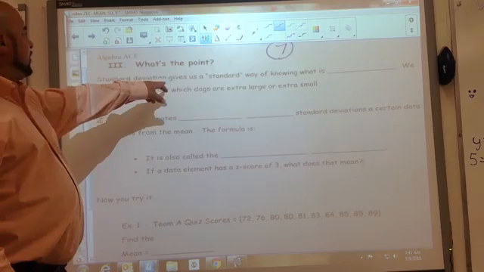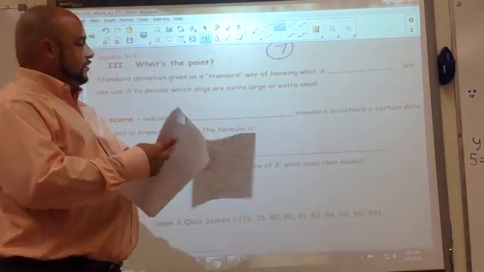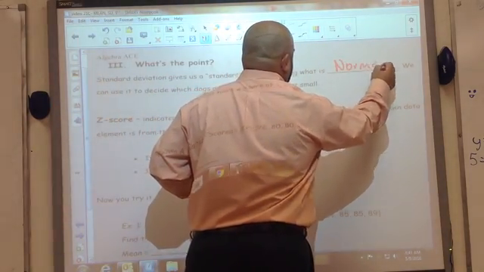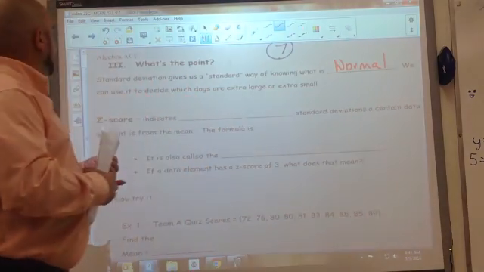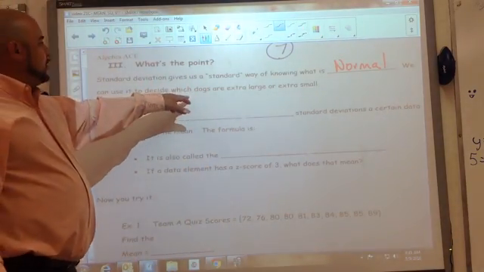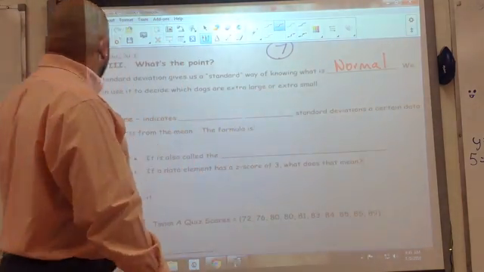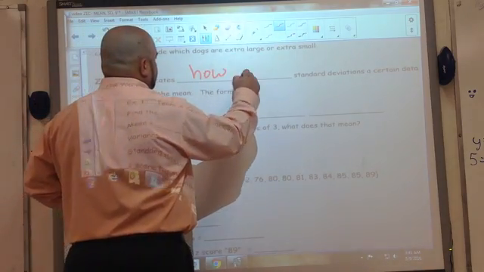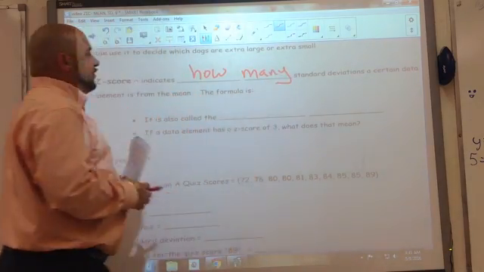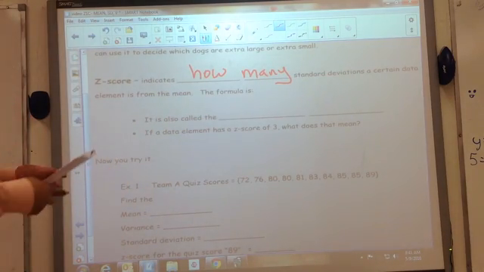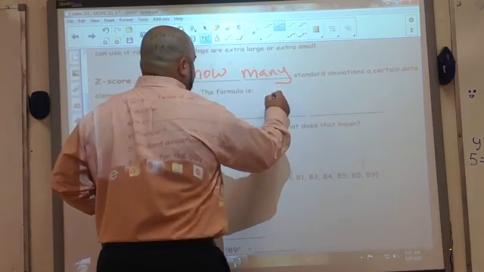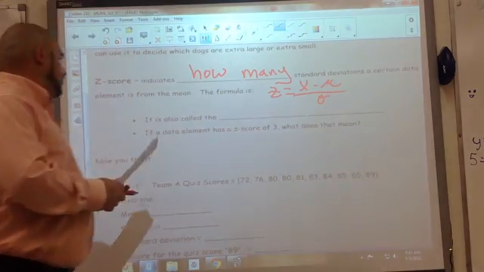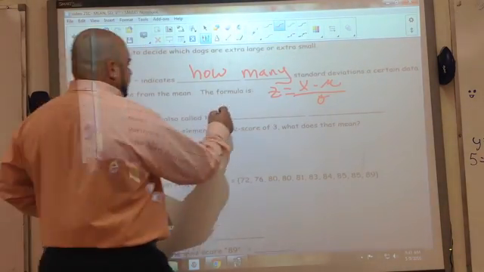So standard deviation gives us a standard way of knowing, let's go to page 7, what is normal. So here you put normal. We can use it to decide which dogs are extra large or extra small. Z-scores, we talked about z-scores. It indicates how many standard deviations a certain data element is from the mean. And the formula for the z-score is x minus the mean divided by the standard deviation. It is also called the standard score.